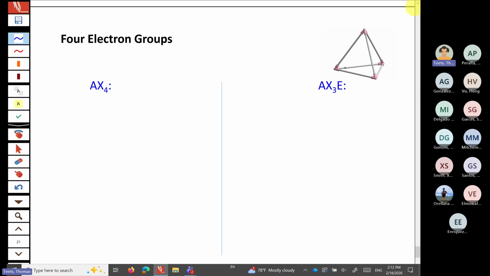All right, so let's summarize all that then in the notes. So with AX4, the electron group arrangement with 4 electron groups, anytime there's 4, is called tetrahedral.